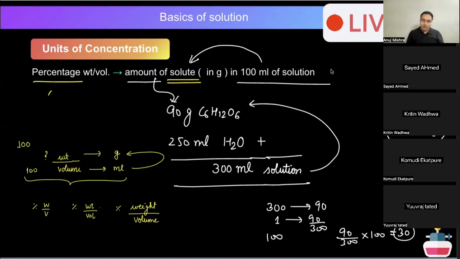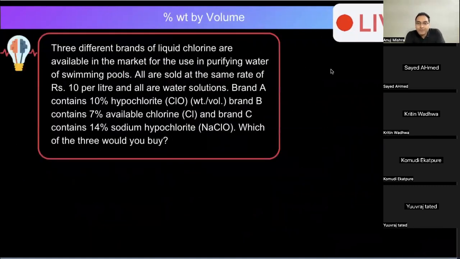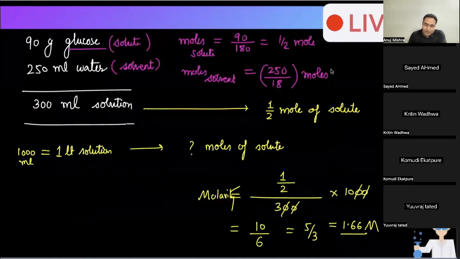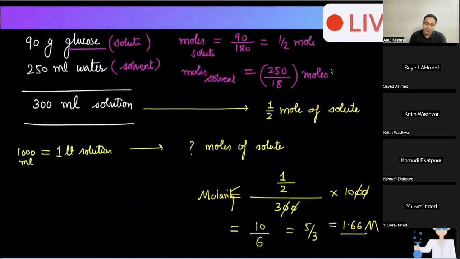So if we solve the same question of 90 gram of glucose with 300 ml of solution, then we get the answer as 30% W by V. That's what I have written. Then I gave you this question as your home assignment. And after that, we discussed the same question in terms of molarity. What is the molarity definition? In 1 liter of solution, how many moles of solute? And then we solved the same question of 90 gram glucose with 250 ml water, giving you 300 ml of solution. What is its molarity? And I think almost everyone answered this question right.